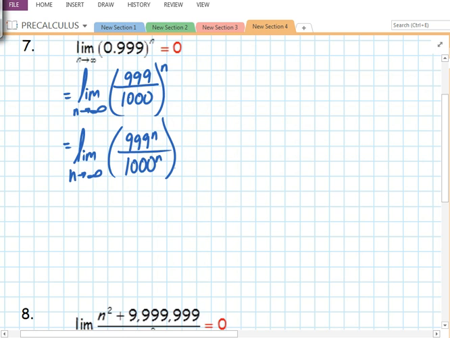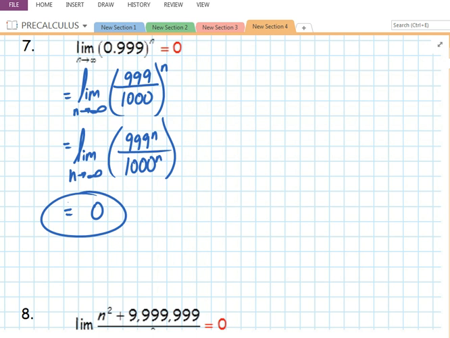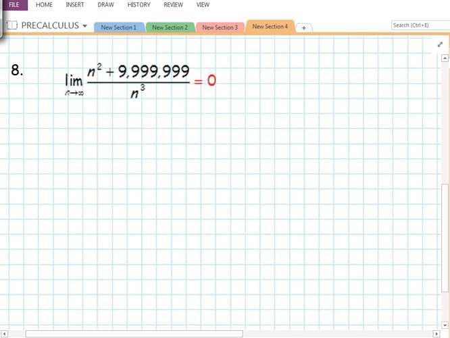Now, once we've done this, we realize that the denominator is larger than the numerator. So the denominator will grow much, much larger. At that point, as n approaches infinity, we know that the limit is equal to 0. Again, the denominator is much, much larger than the numerator when the exponent goes to infinity. Hence, the limit itself will be equal to 0. Moving on to number 8.